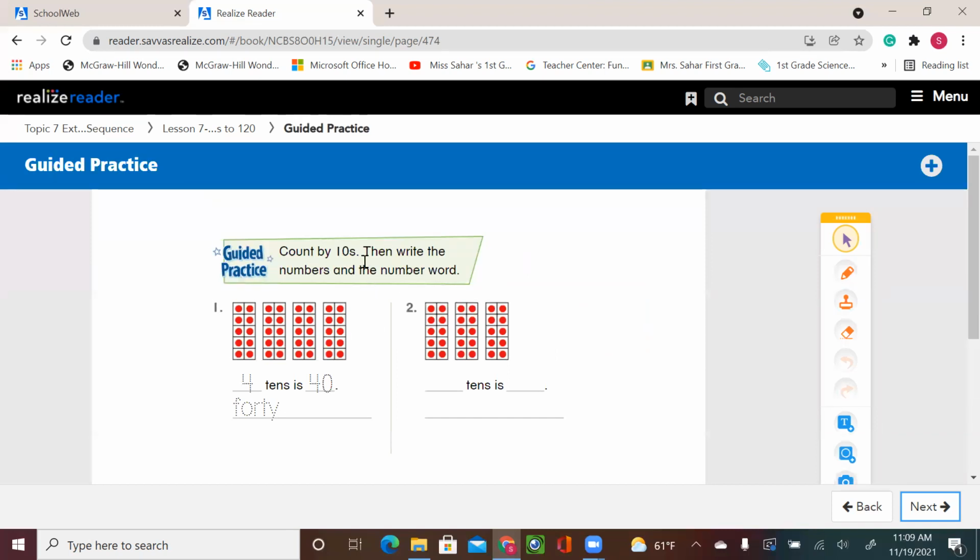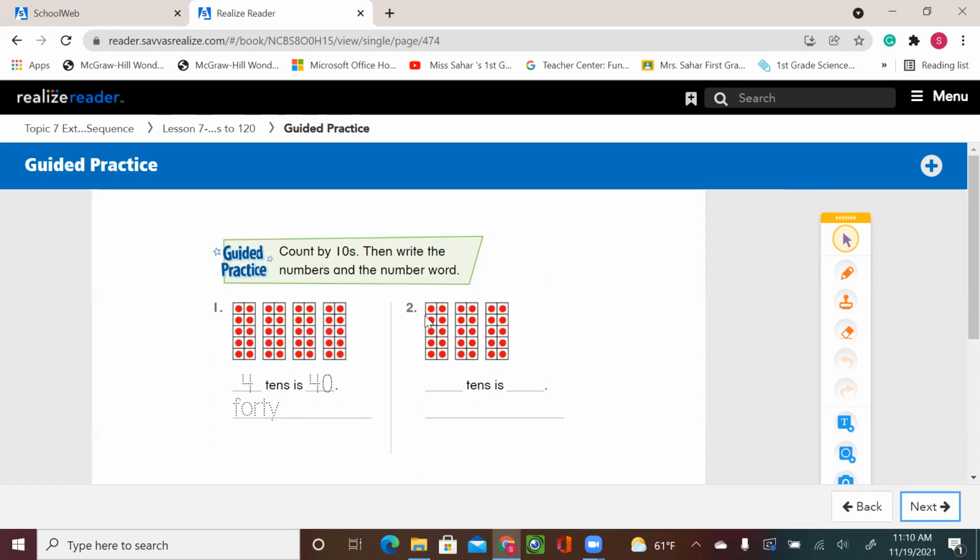All right, count by tens, then write the numbers and the number word. The number word is the way we say it, or the way we pronounce it. Okay, so what do I have? I have a group of 10, that's 1 ten, 2 tens, 3 tens, 4 tens. 4 groups of tens, and each group has 10 counters. So 4 tens means 40, because each group has 10, so 10, 20, 30, 40, and that's the way we write the number word, 40.